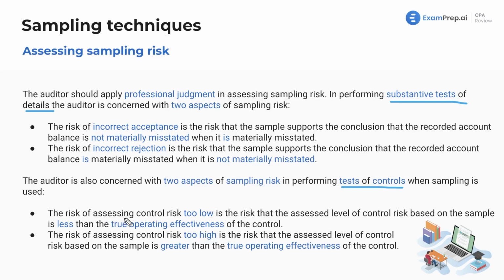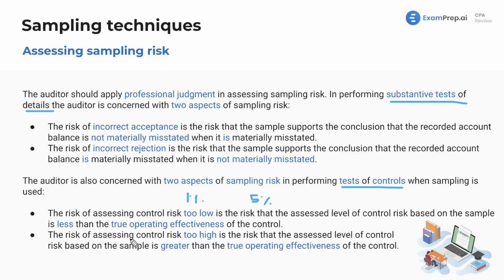So the risk of assessing control risk too low is saying, oh, control risk isn't too high, right? Like it's not too scary. They probably have solid internal controls. Well, you test it, you sample it. But in reality, it's actually the opposite. So we assess it too low. The sample is less than the true operating effectiveness of the control, so that's a problem because we've said the risk is, let's say, 1%, but in reality, it's 5%, and 5% is much more significant than 1%.